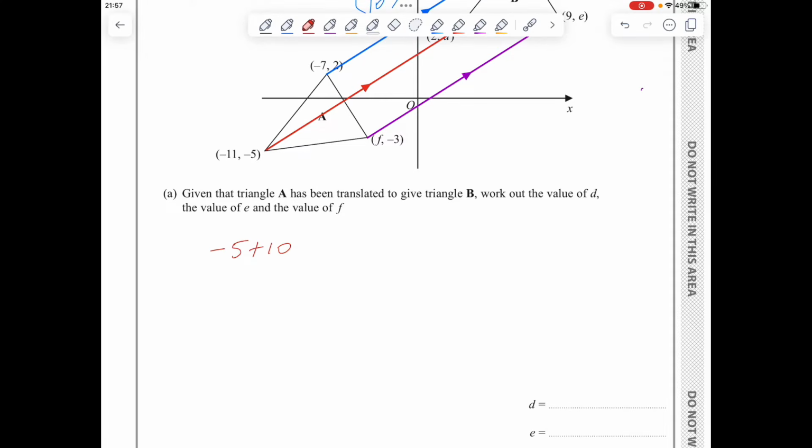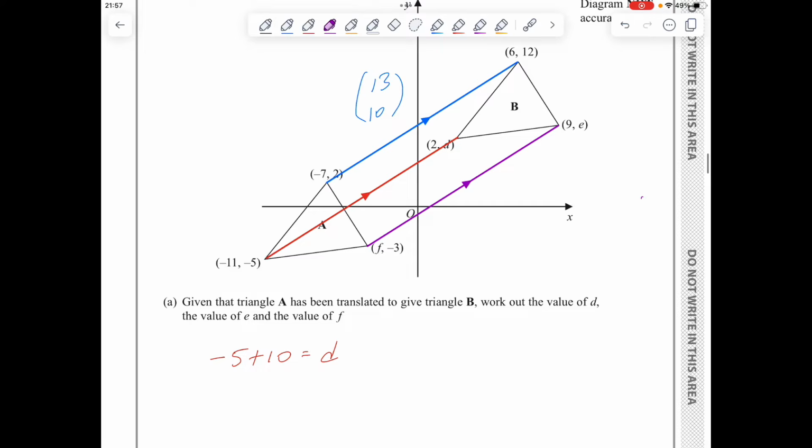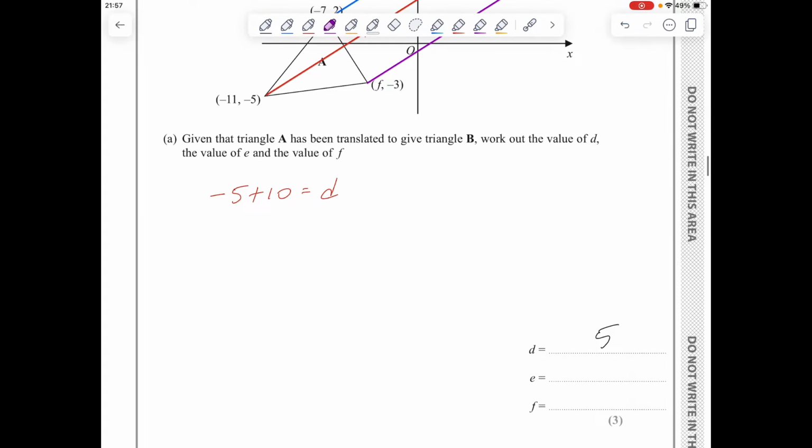-5 plus 10 equals d. Solving for d will give me a value of 5. Next, moving on to the y coordinates of the purple vector, I can see that -3 plus 10 will give me e. Let's write this down. -3 plus 10 units up will give me E. Solving for E will give me 7.